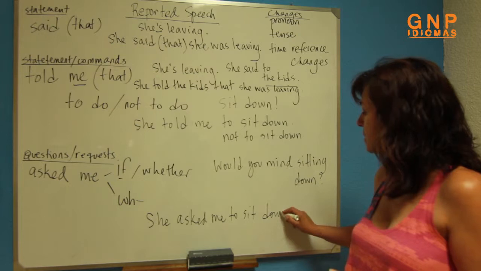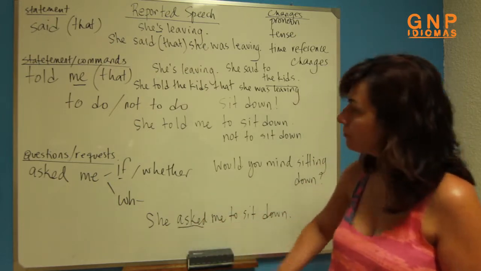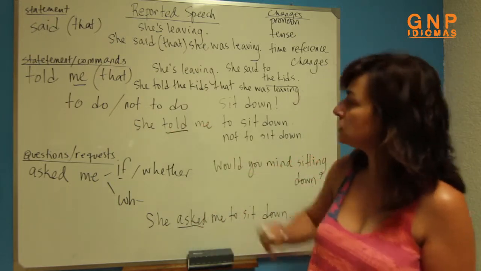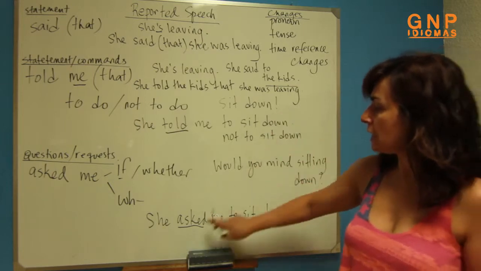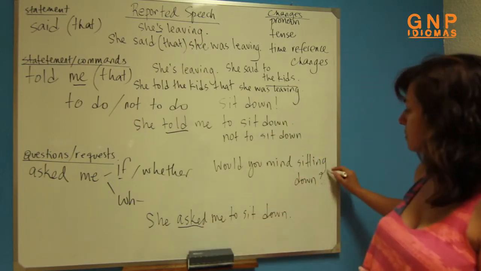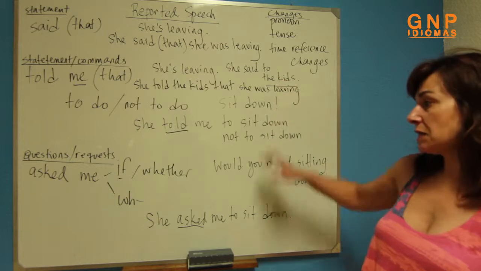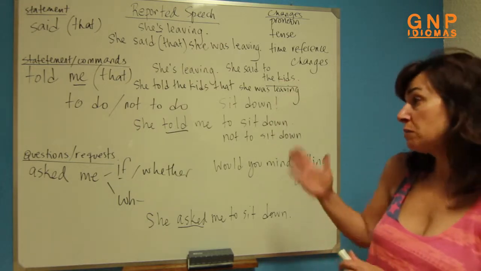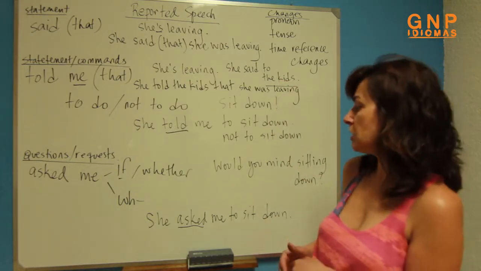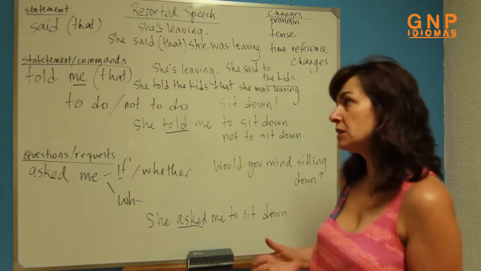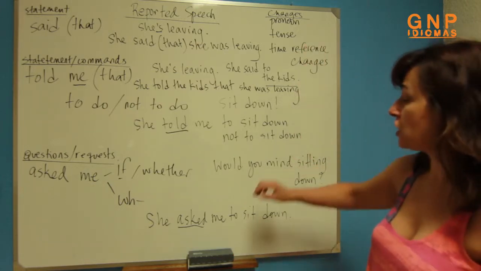So the difference being this verb here. You see, here I'm using the verb told because it's an order, and here I'm using the word asked because it's a request. Okay? So that's the three main verbs and the structures that you would need to teach at an initial stage. Okay? Now let's look at the changes.